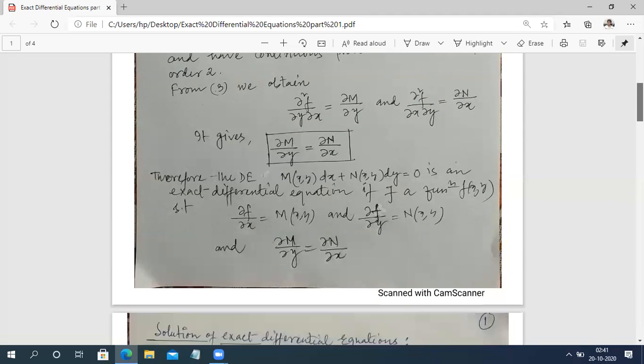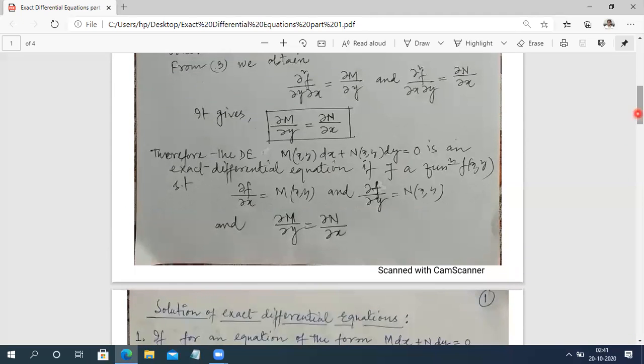That means if a differential equation M dx + N dy = 0 is an exact differential equation, it means there exists a function f(x, y) such that ∂f/∂x is equal to M(x, y) and ∂f/∂y is equal to N(x, y), and ∂M/∂y is equal to ∂N/∂x. So this is the condition for the exactness of a differential equation.